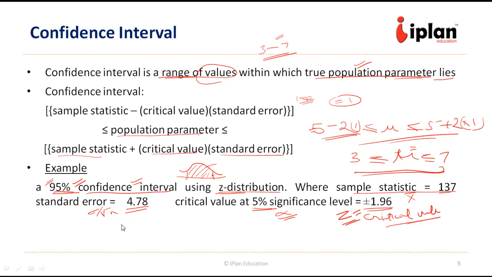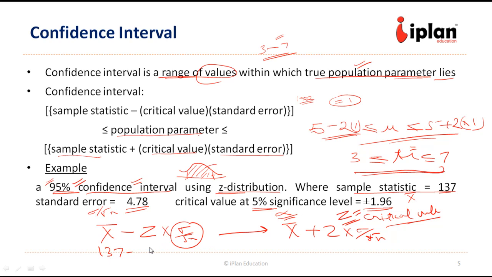So how do we construct it? The lower bound is the sample statistic x bar minus critical value z into standard error, which is sigma by root n, and the upper bound is going to be x bar plus z into sigma by root n. So in this case, we can just put the values here, 137 minus 1.96 into 4.78, and similarly the upper bound is 137 plus 1.96 into 4.78. So this is how you get the confidence interval for a given level of significance.